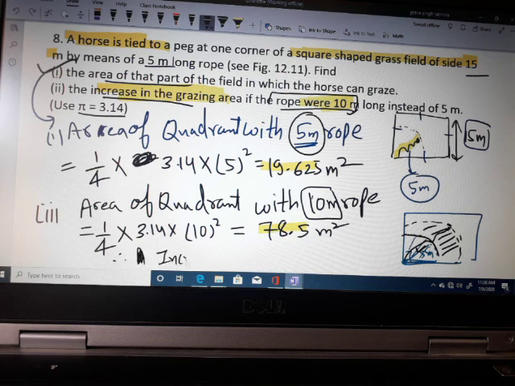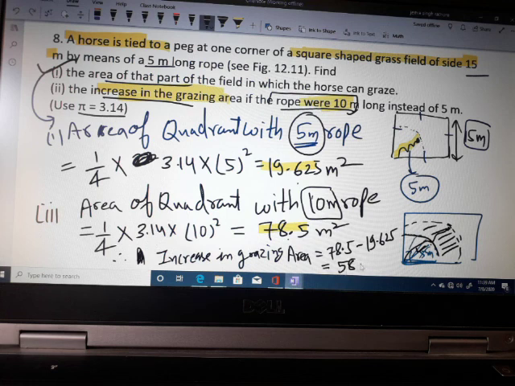Therefore increase in grazing area equals this minus this, 78.5 minus 19.625. Solving, you will get the final answer 58.875 meter square. This is your final answer for part second. I solved part first, and part second is this one. Next question.